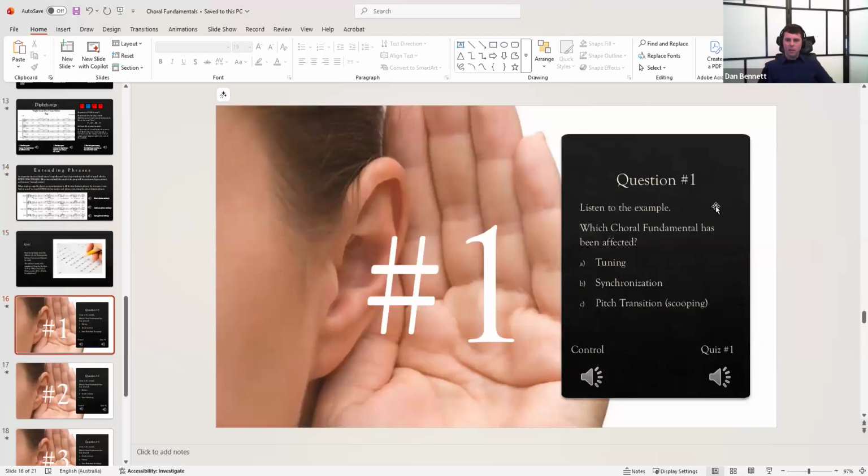So, question 1. Listen to the example. Which choral fundamental has been affected? Tuning, synchronization, or pitch transition? Maybe we could use the chat for this one. So you could type in what you think has been affected. Tuning, sync, or pitch transition. So I'm going to play you the control example first. So a version that has none of these things warped. And then I'll play you the quiz question. So here's the control example.